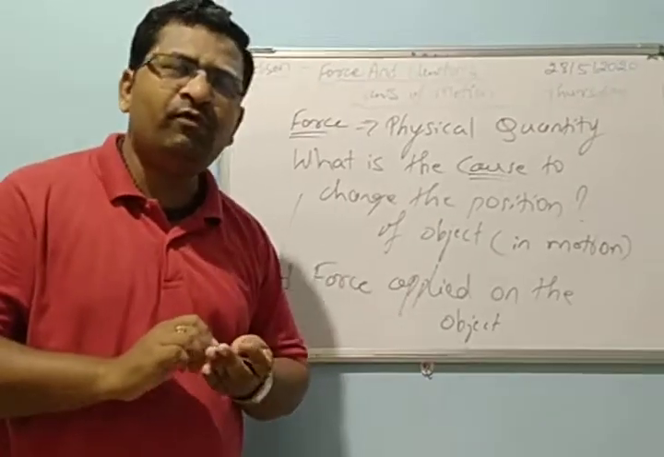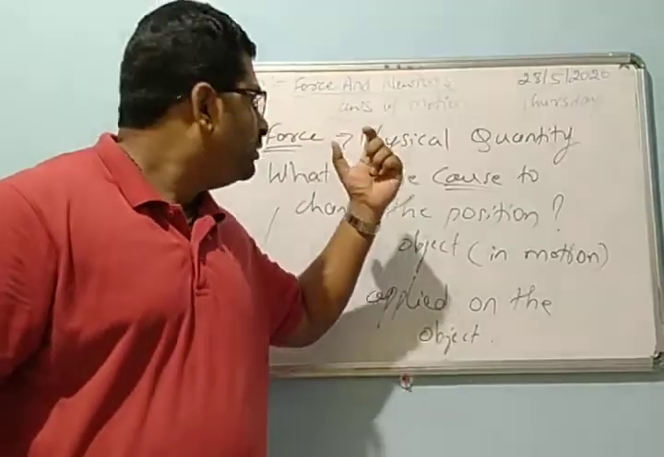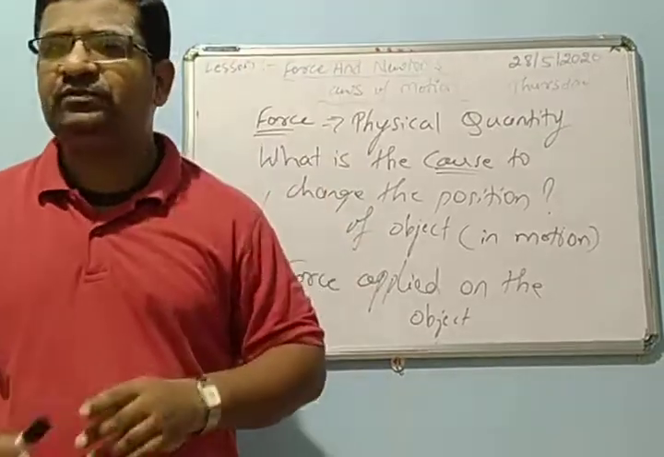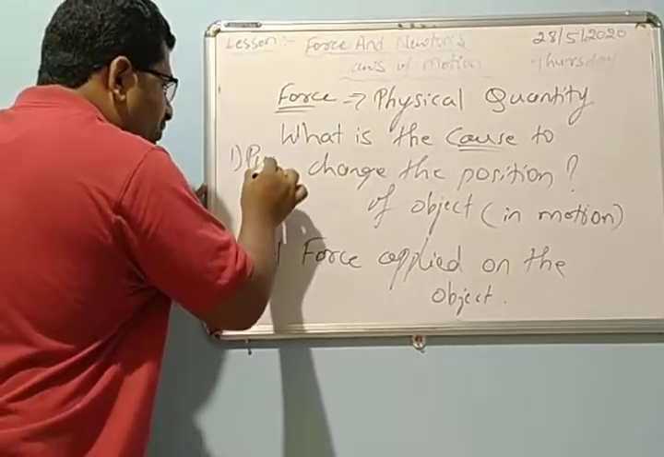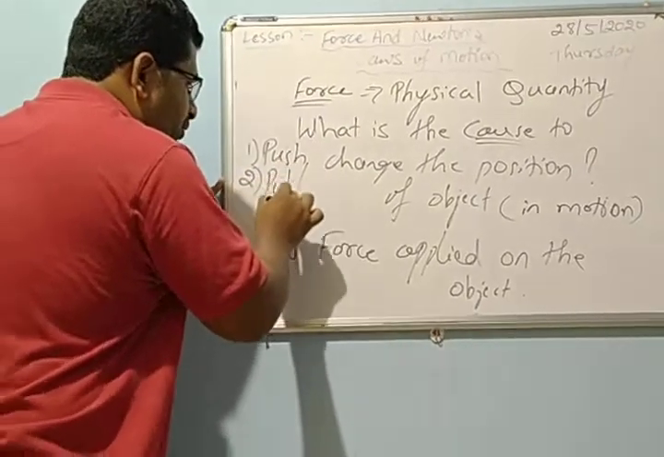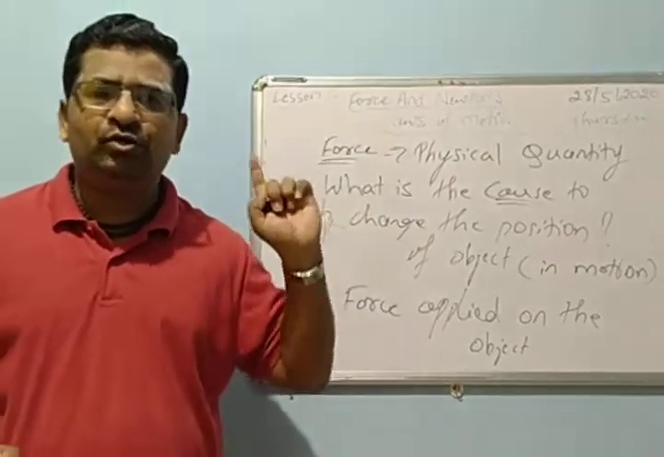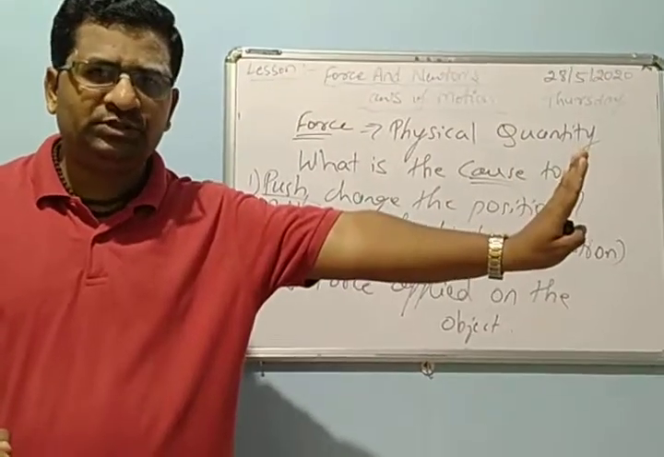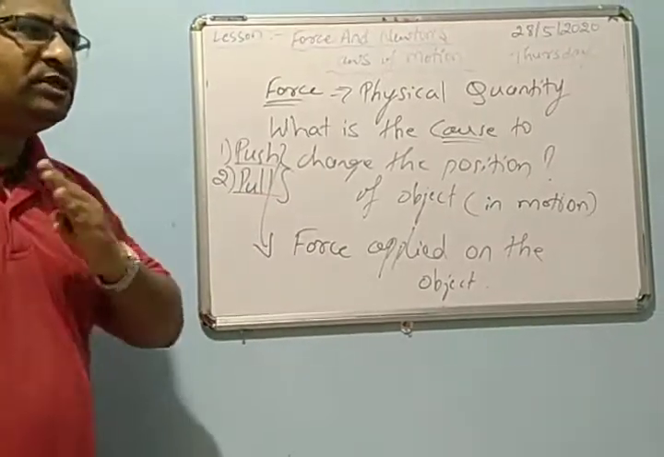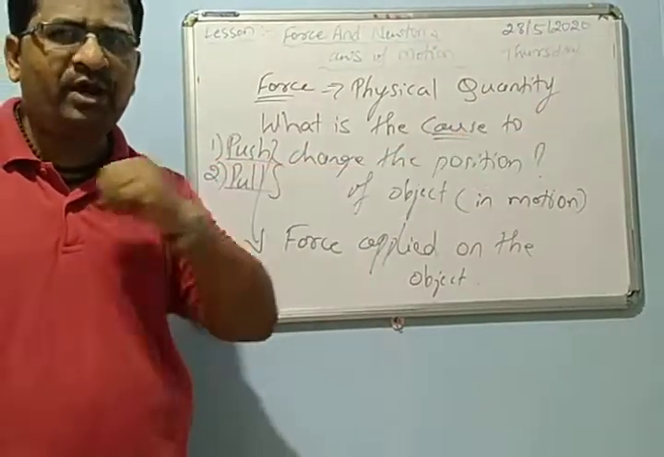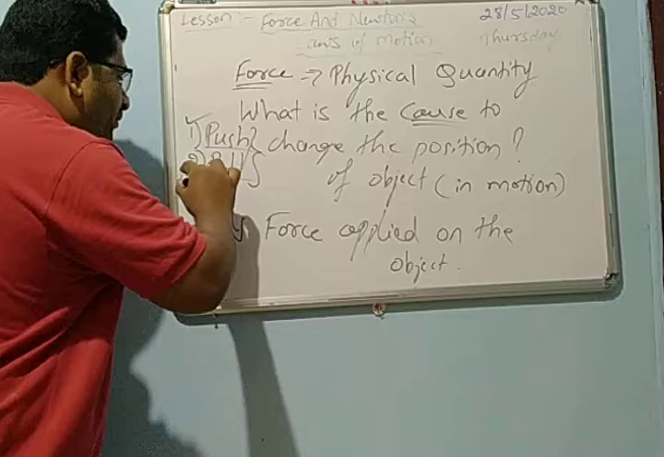And before going to the definition of force, there are two types of force: the first is push and the second is pull. So in the physical quantity force, there are two kinds of applying the force on an object: pushing an object and pulling an object. Let us study what is meant by push and what is meant by pull.